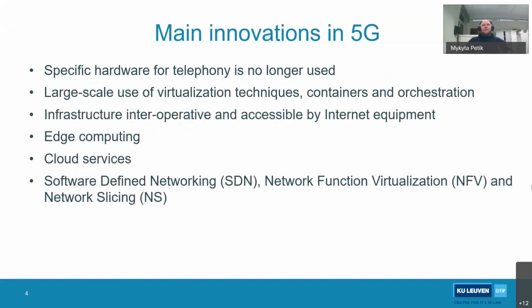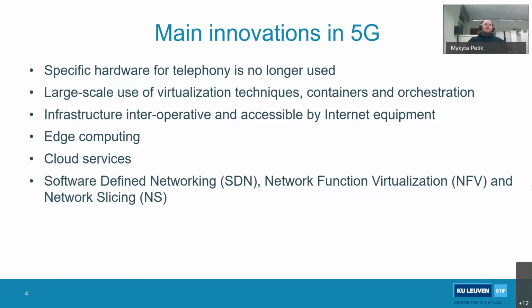So what are the main innovations in 5G? Obviously, they are technical, but also business-oriented, which makes implementation of privacy challenging. First of all, specific hardware for telephony is no longer used or almost not used in 5G networks, as it was already standard in 1G, 2G, 3G and 4G networks. 5G is very, very different. We can even go as far as saying that 5G is not really the fifth generation of mobile networks, but a first generation of something very new.